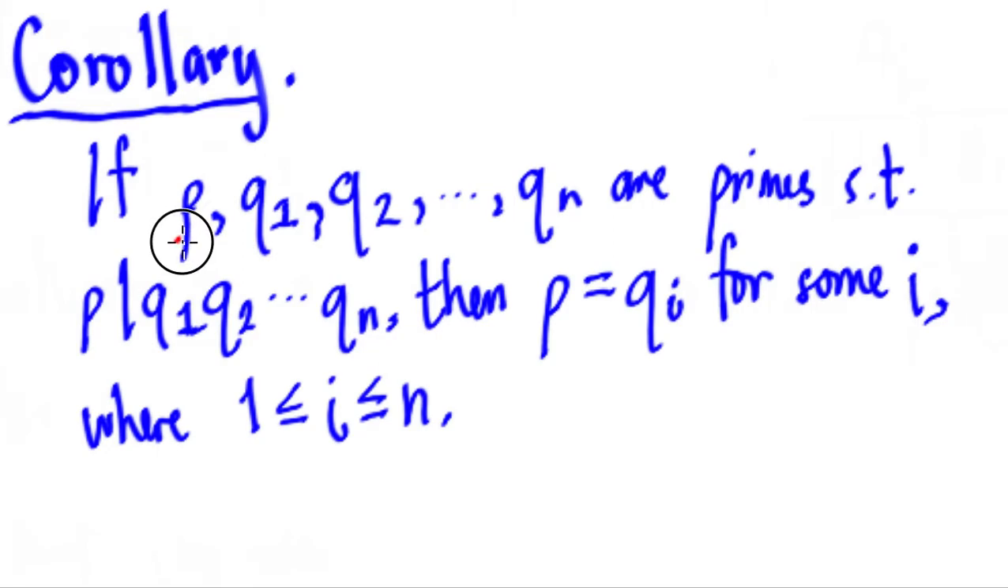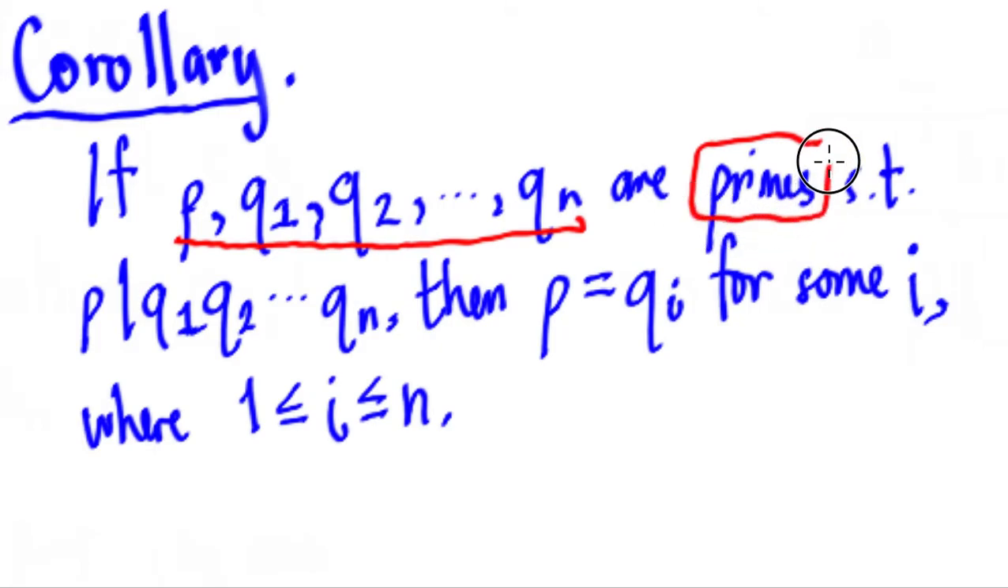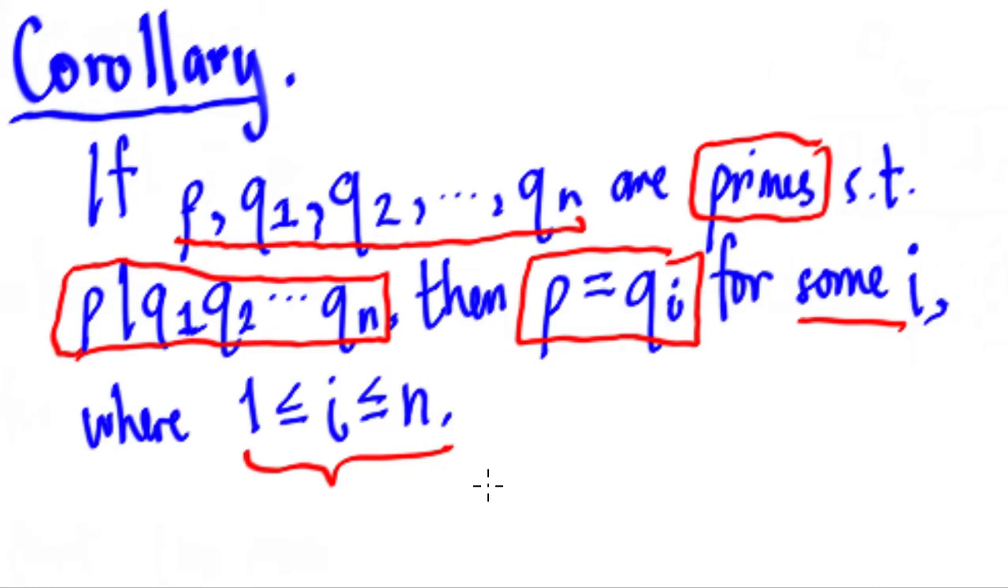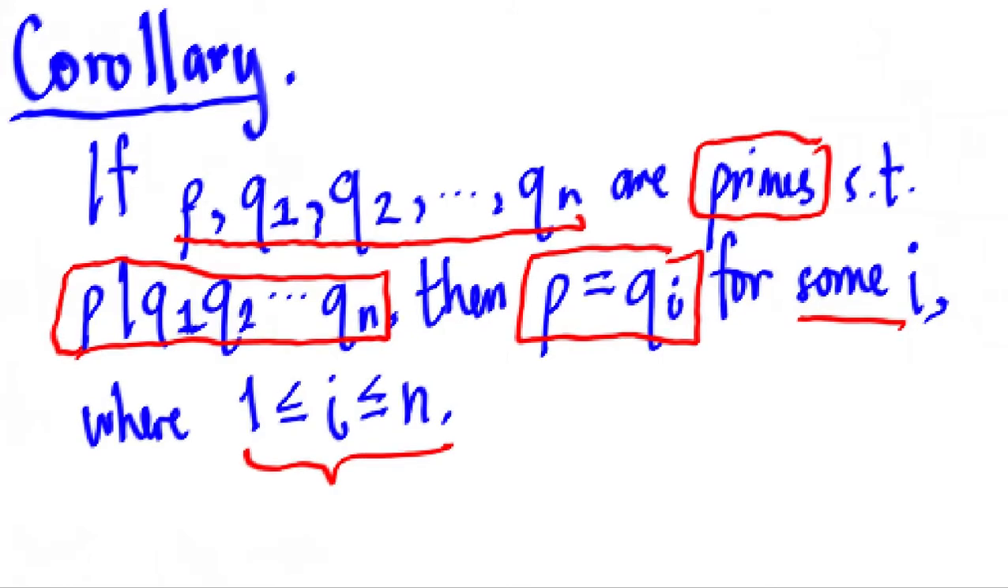If P, Q sub 1, Q sub 2 up until Q sub n are all primes, such that P divides the product of all the Q's, Q sub 1, Q sub 2 up until Q sub n, so P is divisible by this product, which is a product of primes, then we say that P is equal to Q sub I for some I between 1 and n. So let's give a proof for this corollary.